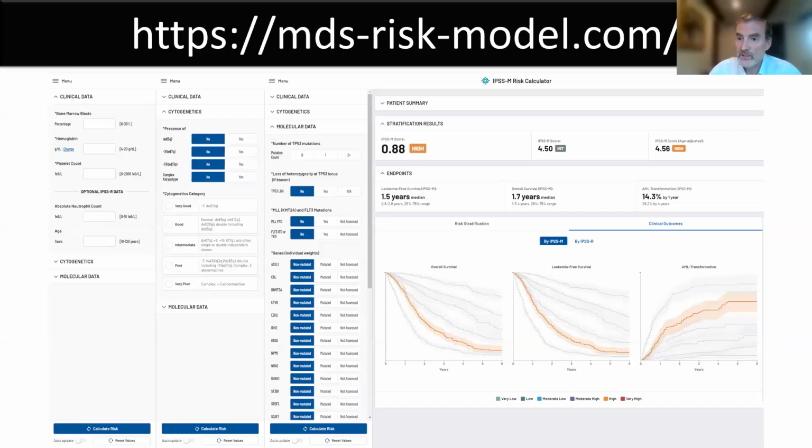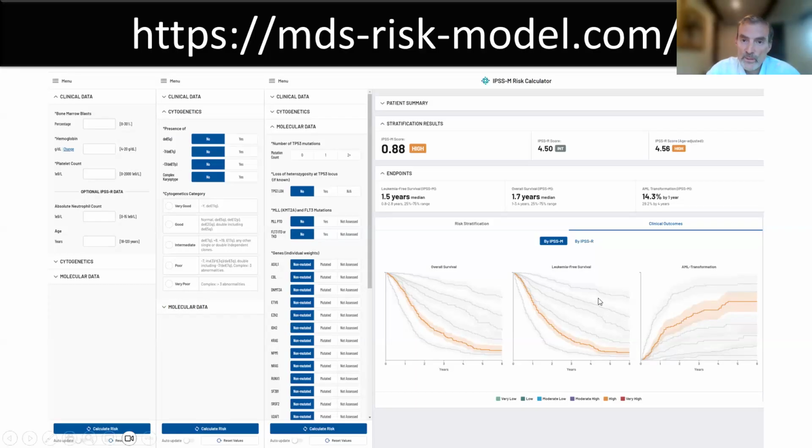Now, how do we actually apply the tool? Because as I mentioned, it's pretty complex. Those earlier versions, we could just look up at a table and say, well, the blast count is whatever, and then we could figure out how many points a patient gets. But this is a much more, I think, opaque tool.